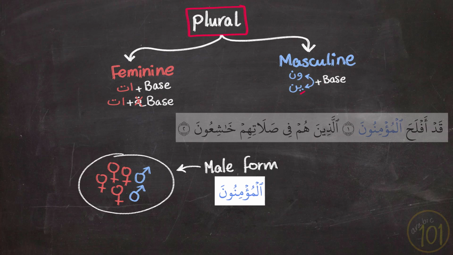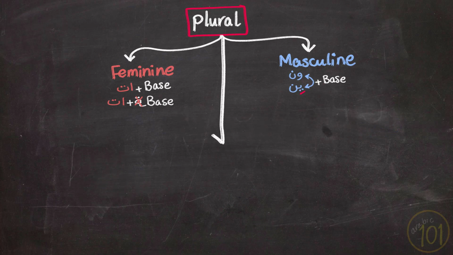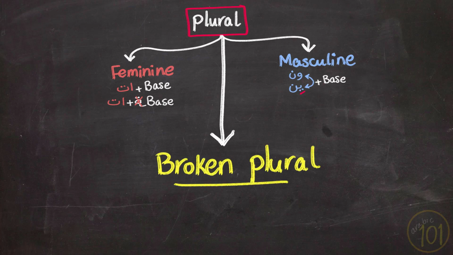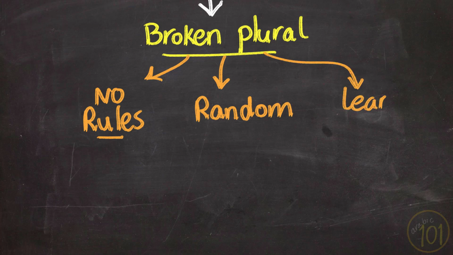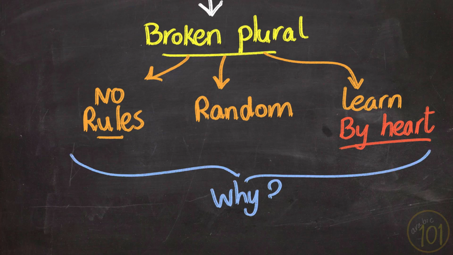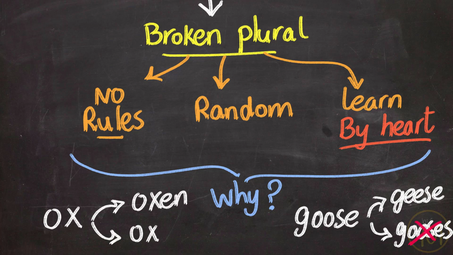So when saying al-mu'minun, it refers to all believers, be that male or female. Finally, there is one third type of the plural nouns, which is called the broken plurals. Broken plurals are plurals that do not follow any rules, and their formation is sometimes quite random. That's why the only way to deal with them is learning them by heart. And if you're wondering why they exist, well, you can compare it to the reason why the plural of goose in English is geese and not gooses, and that of ox is oxen and not oxes.